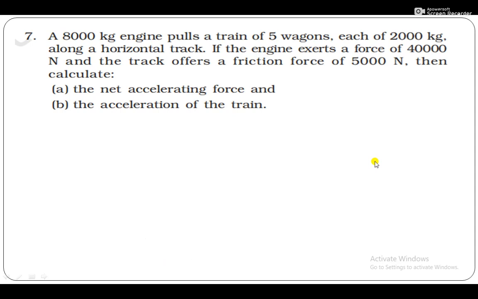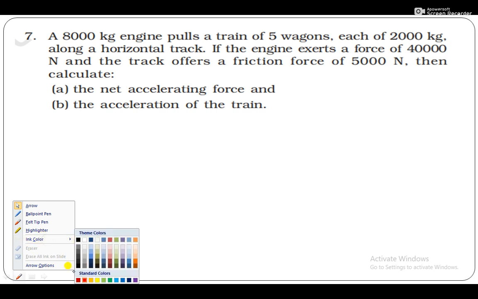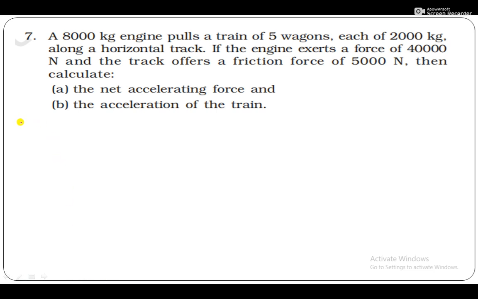Hello everyone. Today we will solve question number 7 of the exercise Force and Laws of Motion of class 9. Here is the question and let us solve it. Let us see what is given and how we can solve this one. This is the solution. First we will read the question.